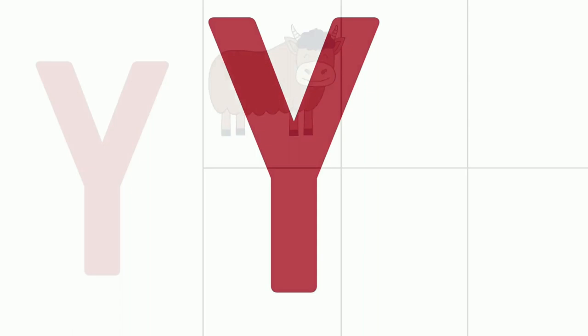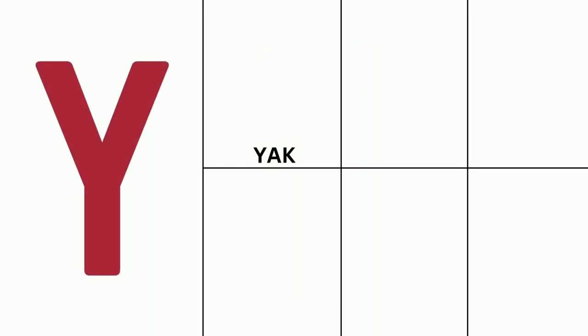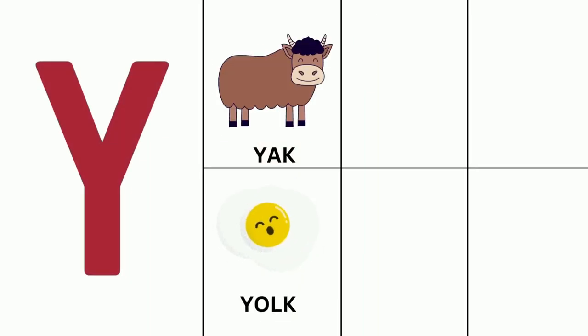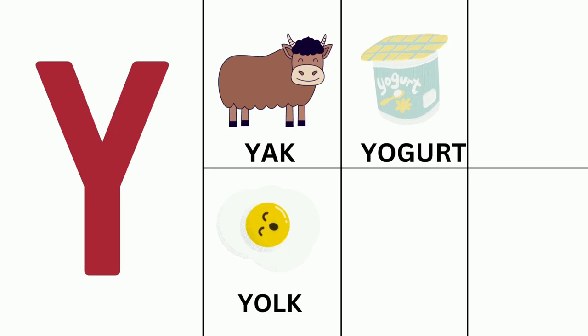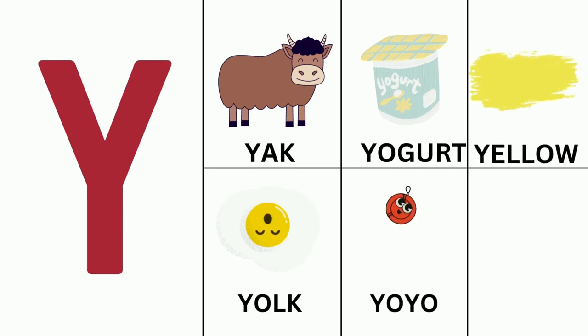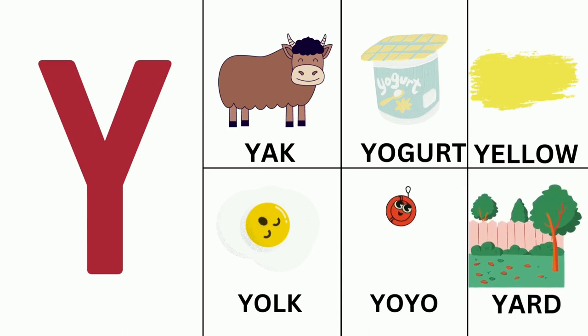Y. Let's learn the words that start with Y. Y for yak. Y for yolk. Y for yogurt. Y for yo-yo. Y for yellow. Y for yard.